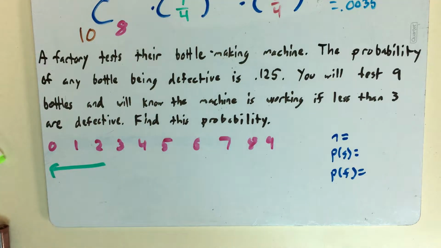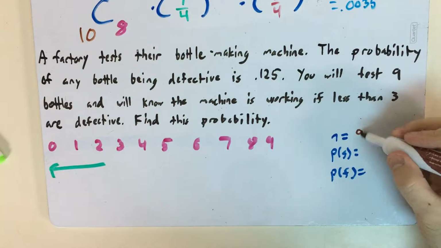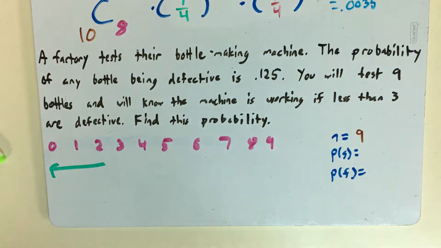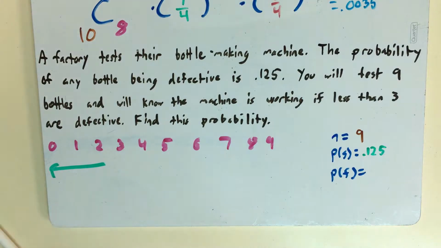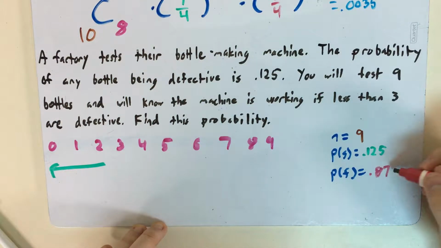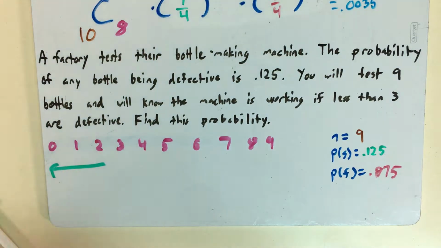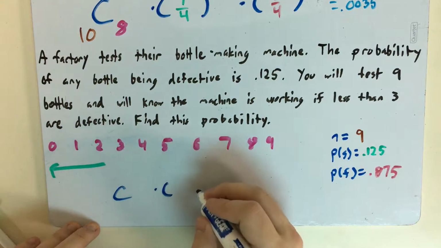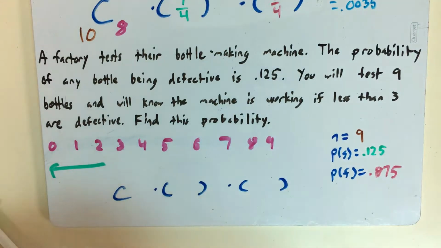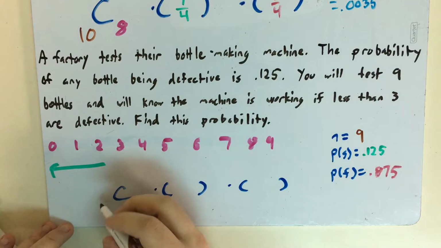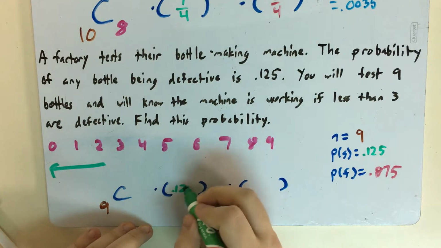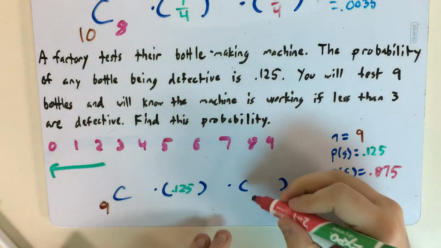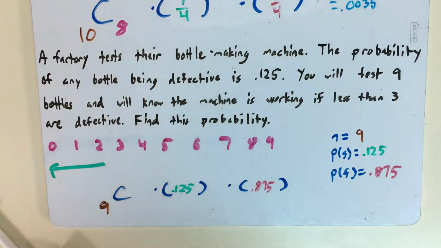All right, so let's go ahead and fill in some of this information. We're testing 9 bottles. The probability of any bottle being defective is 0.125. The probability of any bottle not being defective would be 0.875. I will write in my formula shell here. So filling in the information we already know, this is 9, choose whatever we're testing. And then 0.125 is in that set of parentheses, 0.875 is there. What's changing, again, are the number of successes and the number of failures.